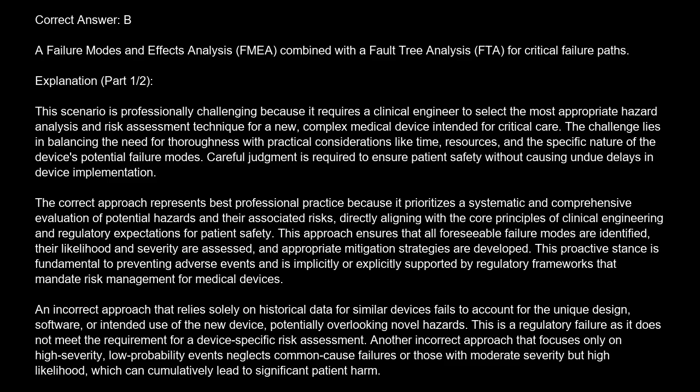An incorrect approach that relies solely on historical data for similar devices fails to account for the unique design, software, or intended use of the new device, potentially overlooking novel hazards. This is a regulatory failure as it does not meet the requirement for a device-specific risk assessment.